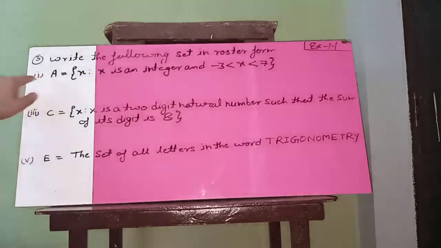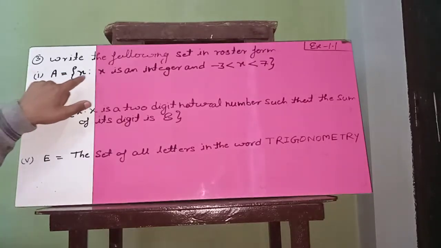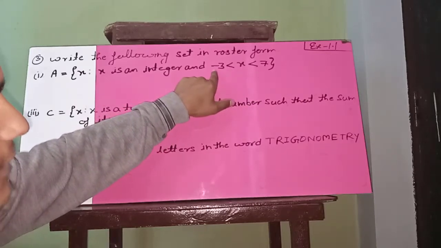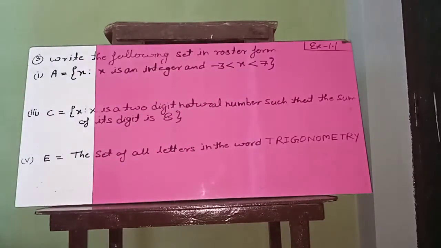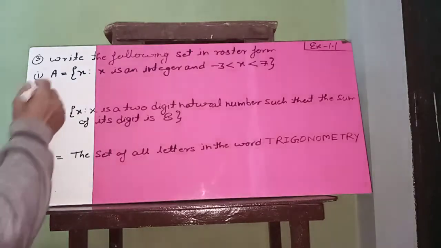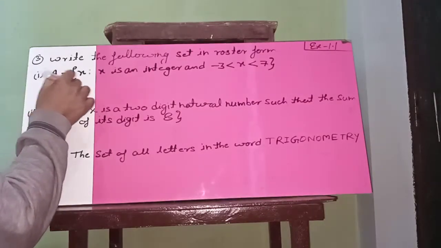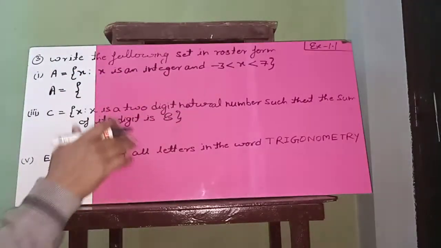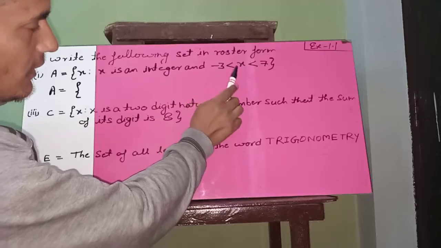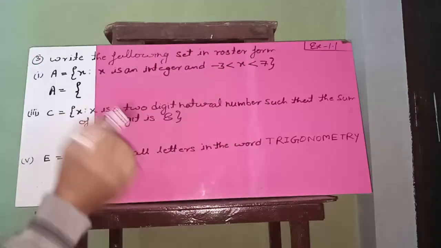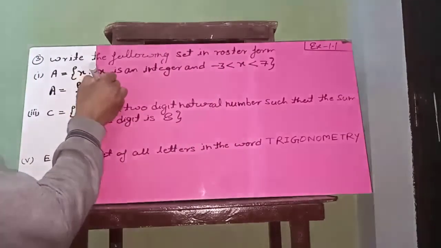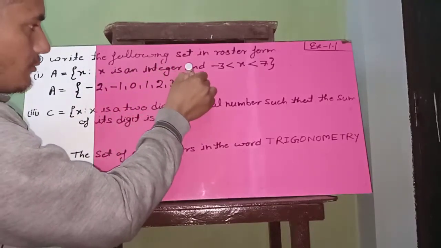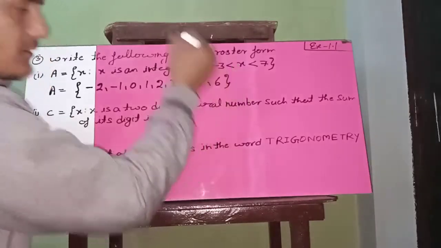Its first part, A part, is x such that x is an integer and x is greater than -3 and less than 7. So for making the roster form of the given set A, we take all the integers which are greater than -3 and less than 7. So take -2, -1, 0, 1, 2, 3, 4, 5 and 6.